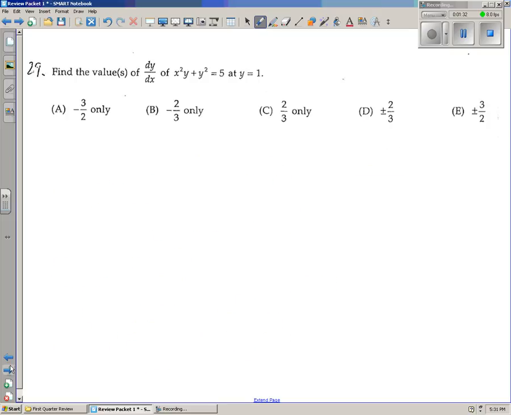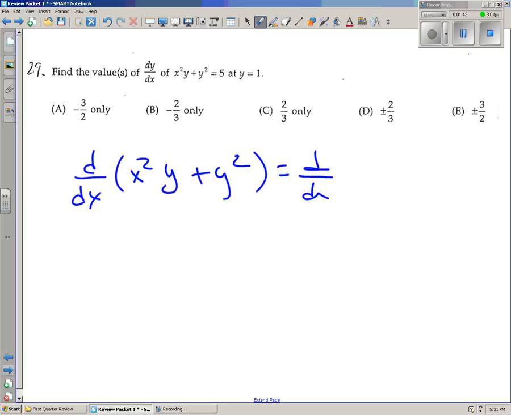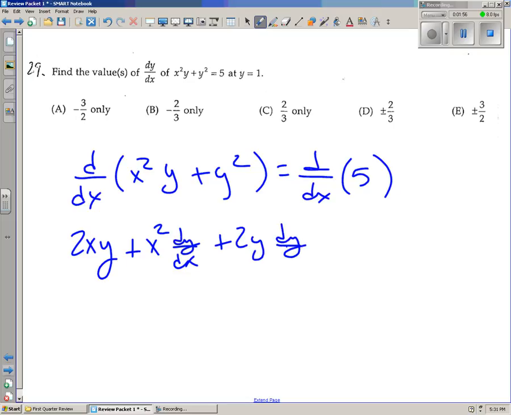29. We want to find the values of dy dx of this when y is 1. So first, we must differentiate both sides. So we have a mini little product rule here. I'm going to do that one in my head. I want the derivative of the first times the second plus the first times the derivative of the second plus 2y dy over dx is equal to 0.